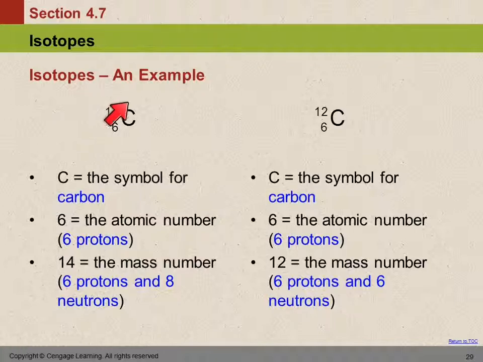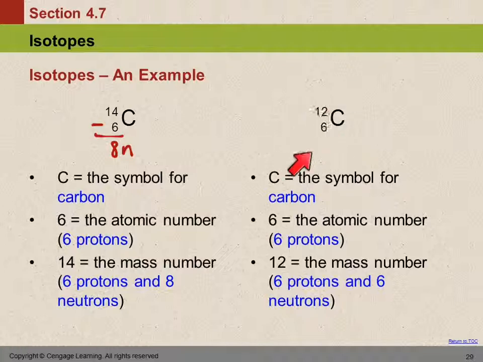The 14 here is the total of the mass, the total of protons and neutrons. And so how do you find the number of neutrons? Well, you just subtract, and it's actually stacked up there so you can subtract it. 14 minus 6 is 8. So that means there's 8 neutrons. 8 neutrons, 6 protons.